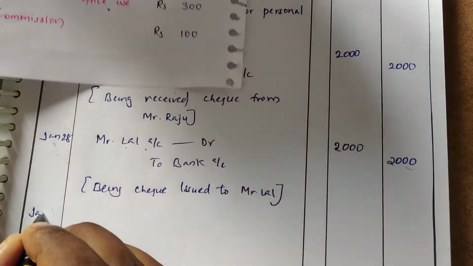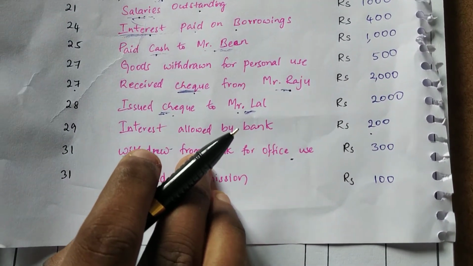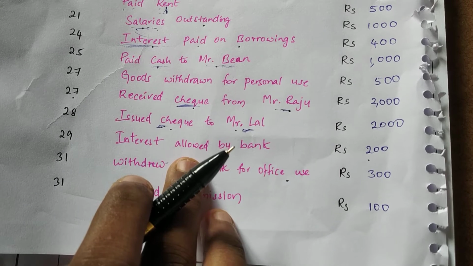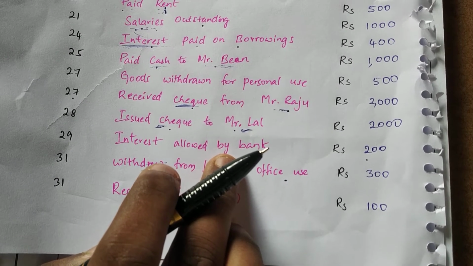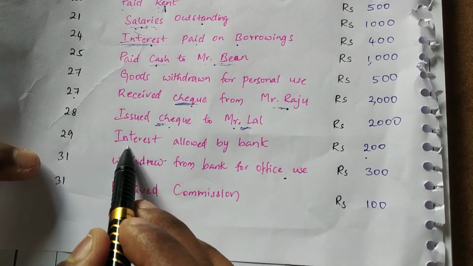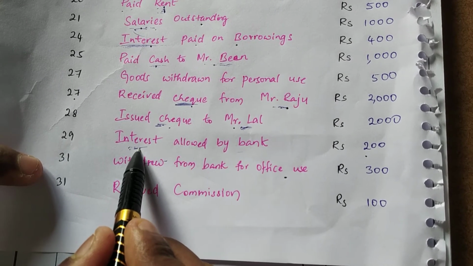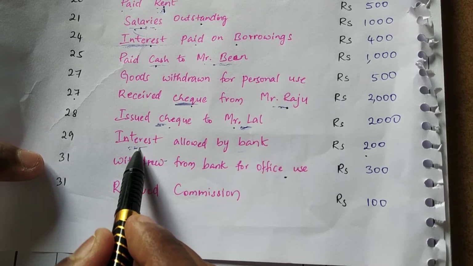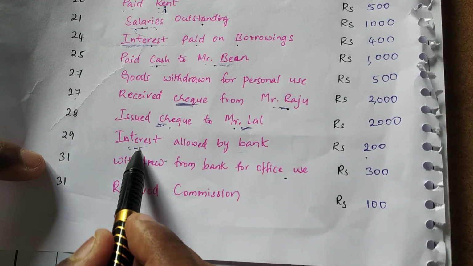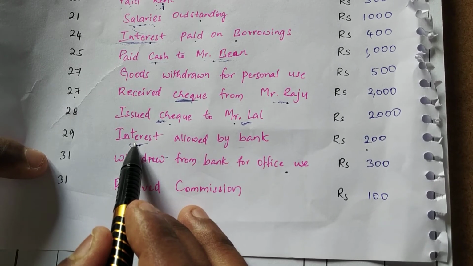And the next transaction on January 29. Interest allowed by the bank. What does it mean? We are getting interest from the bank. Since the bank has allowed the interest for us, that interest is income. So income is part of the nominal account. As per the nominal account, we have to debit all expenses and losses and credit all incomes and gains. Since interest allowed is income, we have to credit the interest amount.